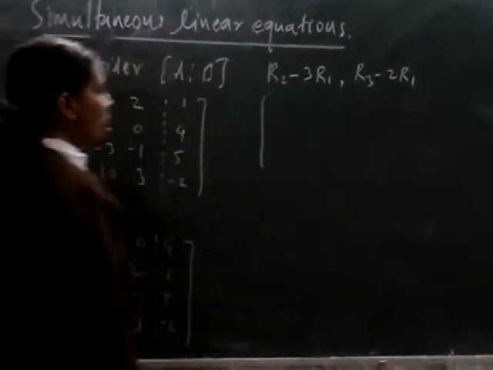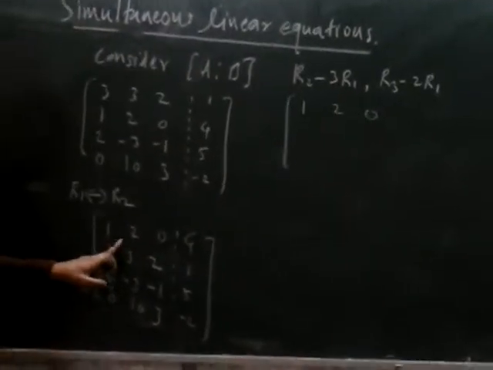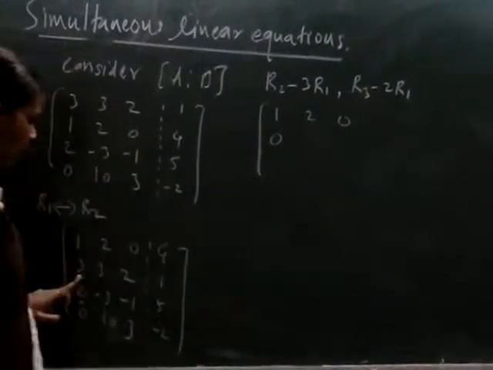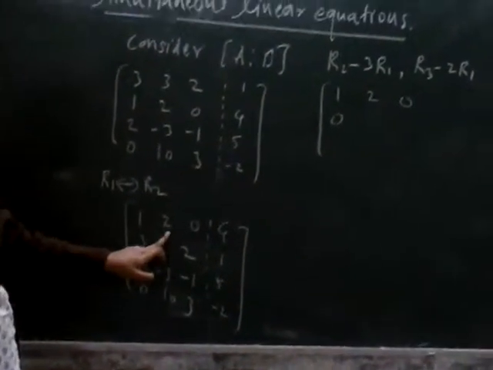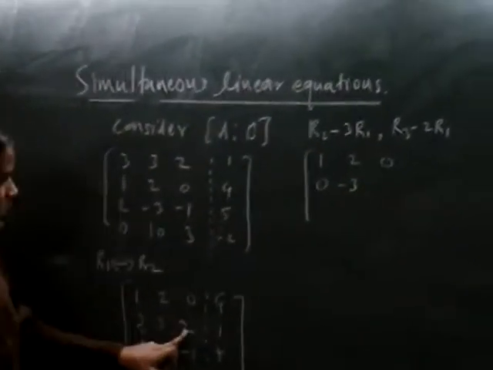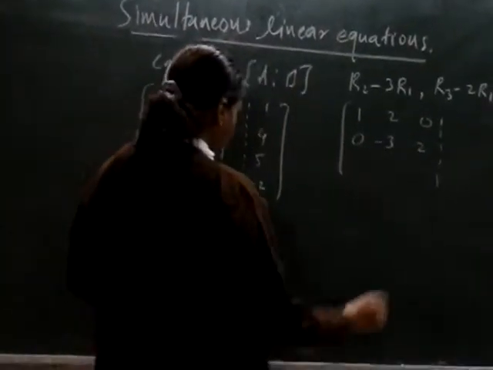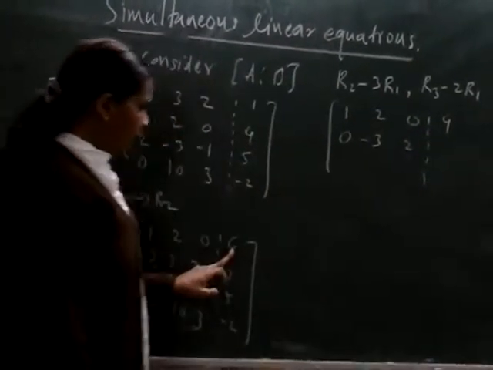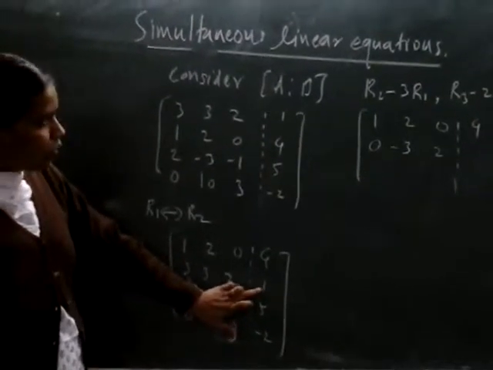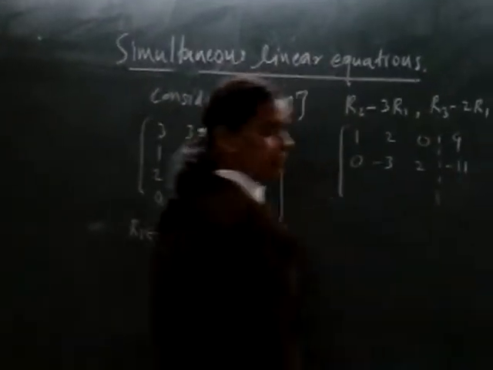So what happens in the next step? See here, do the operation 1, 2, 0. Next is R2 minus 3R1. So this element becomes 0. Next is 3 minus 6, so that element becomes minus 3. Next is 2 minus 0, it is 2. So first element is 4. Next is R2 minus 3R1, that is 1 minus 12, that is minus 11.